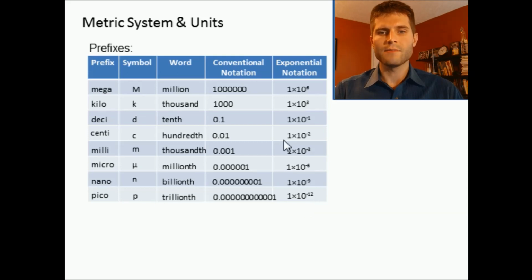So we're going to have to be able to convert between all of these different units on this table just at the drop of a hat. We're going to be doing this a lot in the class. So I'm going to have you guys try and memorize this as fast as you can. So these are our metric system prefixes.